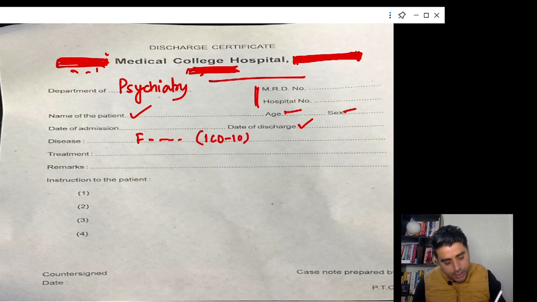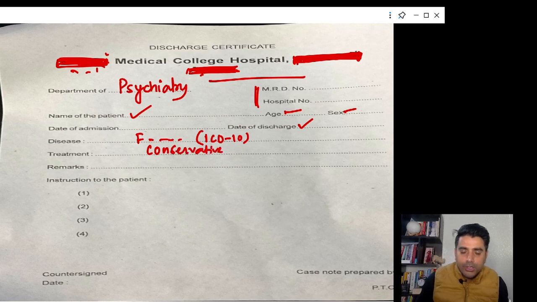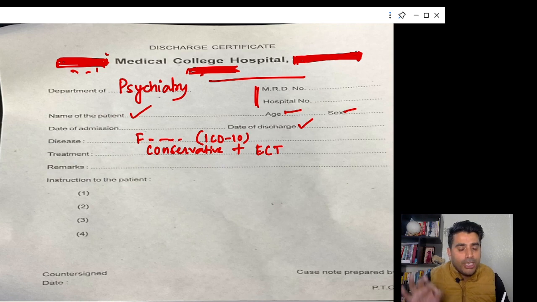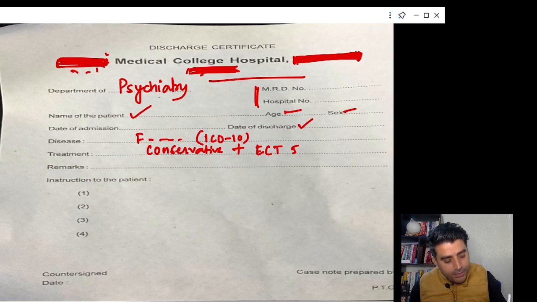Treatment: we usually give conservative treatment. हम लोगों का सर्जिकल प्रोसीजर usually नहीं होता है, that is a psychosurgery topic, but it is very hardly done in any setup. Then we very often give ECT, so conservative with the ECT, and you need to mention how many ECT. It may be 5, it may be 6. You need to write in the bracket.